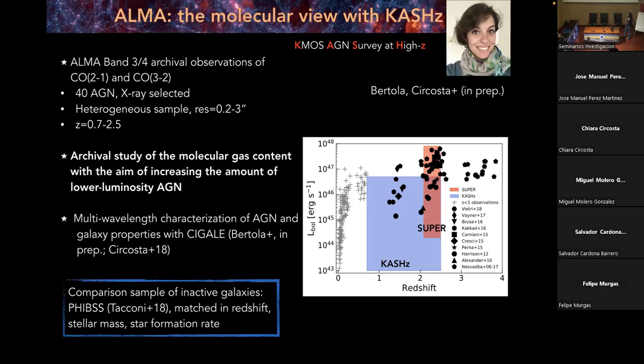And CASH-Z covers first of all a larger redshift range, but also goes a bit lower in terms of AGN luminosities. So Elena mined the ALMA archive in order to search for CO observations of these targets, and assembled a sample of around 40 AGN with observations of 2 CO lines, so 2 to 1 and 3 to 2. A bit more heterogeneous in terms of resolution and redshift and emission line covered. But the idea was to build an archival study of the molecular gas content of AGN by also increasing the amount of lower luminosity or more regular AGN, if you want. But all the rest was maintained consistent with what we did for the other sample.